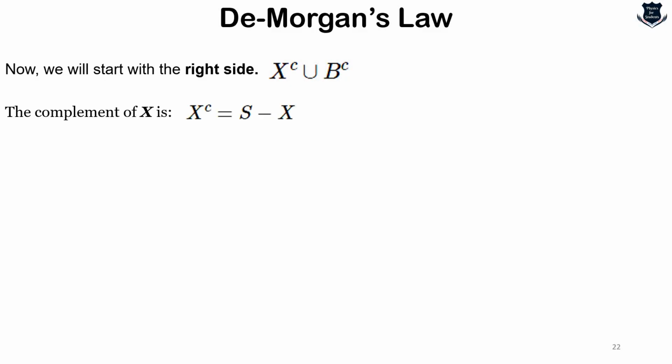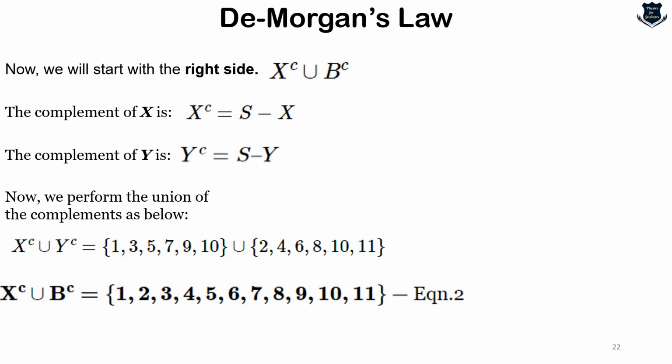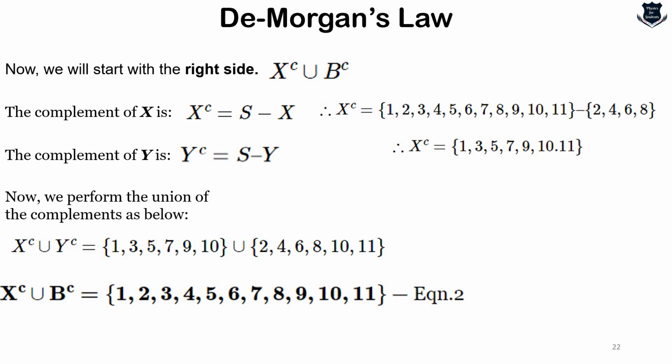Now we will start with the right hand side. We will do the subtraction, that is the difference, and we get s minus y. Then we will perform the union of the complements, that is the first union complement x with the y complement, and then we do the union, and once we do the union we will get all these numbers, which is equation number 2.